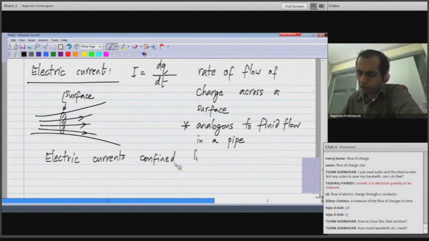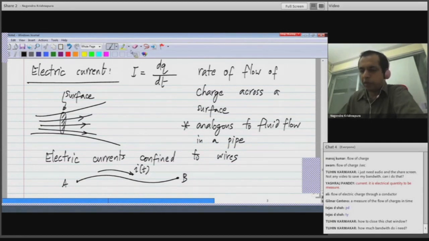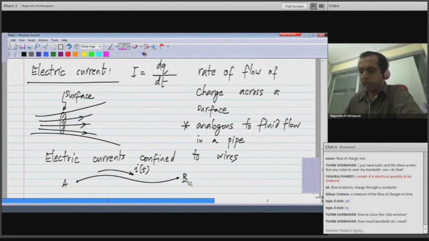So you may have some wire like that, and you could have a current flowing from A to B. Okay. Now, as I said many times, this really consists of electrons flowing from B to A, but we can think of it as positive charges flowing from A to B, if the current is in this direction. Okay. Now, we also don't worry about exactly how the charges are distributed across the surface of the wire. We'll be only concerned with the total current flowing through the wire. Okay.